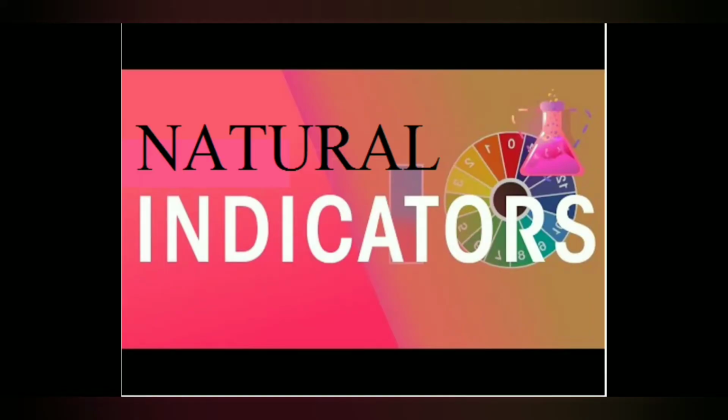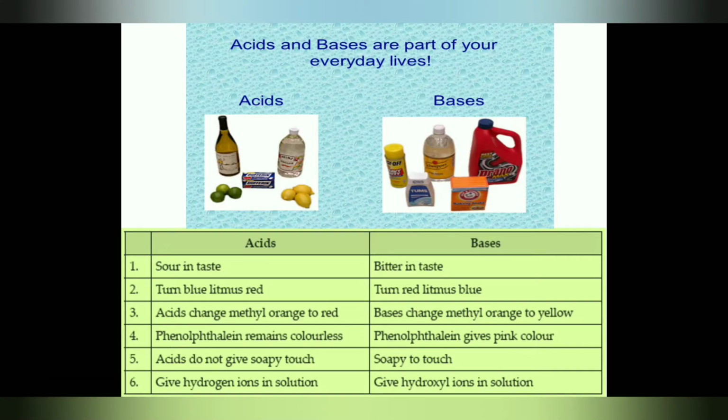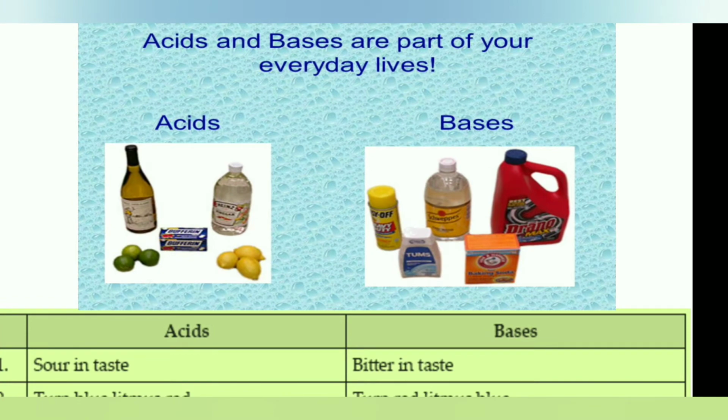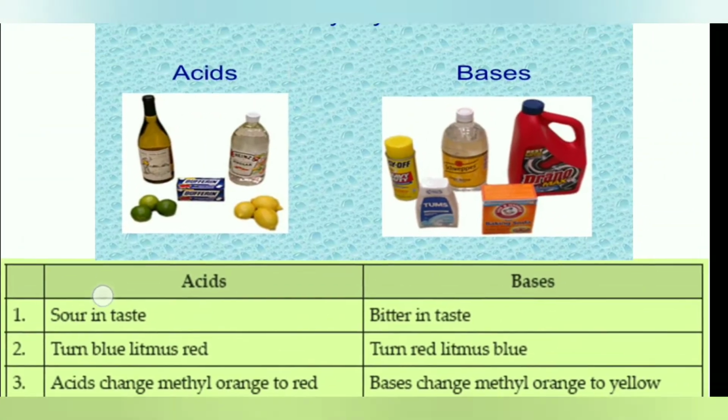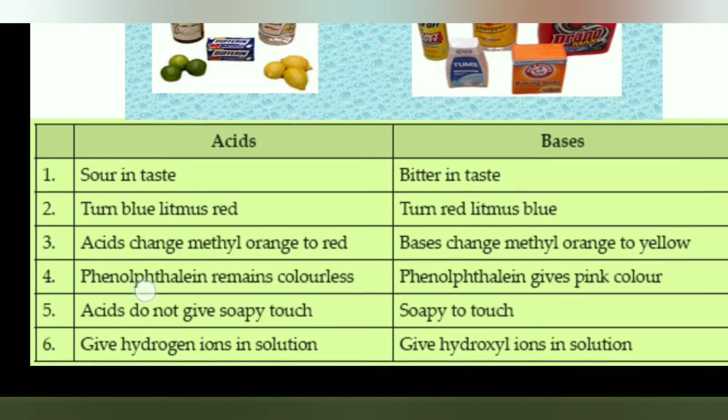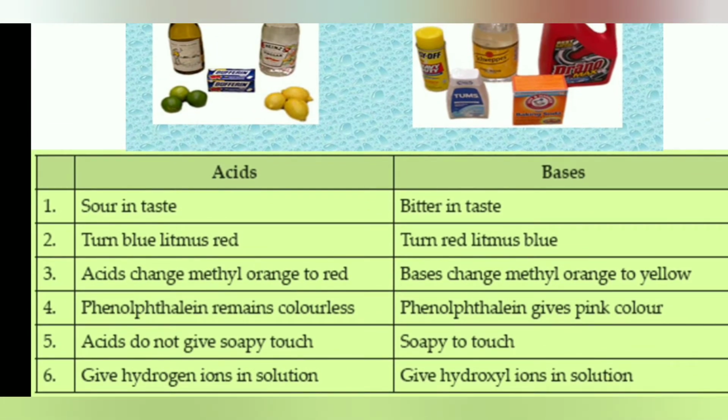So natural indicators. In the last class, as I said, we have studied the examples of acids and bases and properties of acids and bases. Just to revise the properties of acids and bases, acids are sour in taste, whereas bases are bitter in taste. Acids turn blue litmus red, whereas bases turn red litmus blue. Acids change methyl orange to red, whereas bases change methyl orange to yellow.